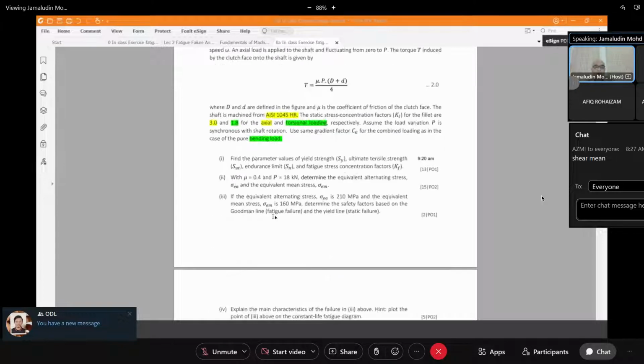All right, now we go to the second question. If the coefficient is 0.4, this is 0.4 here, right? P will vary from 0 to 18 kilonewtons, and that means the load variation is synchronized.